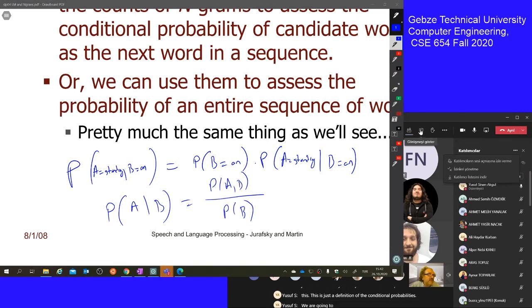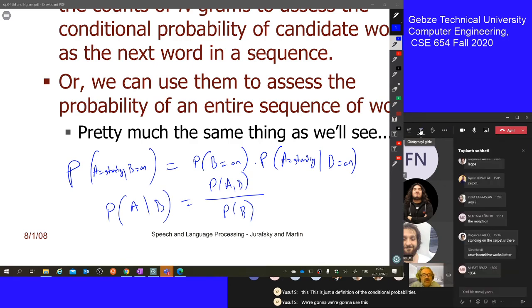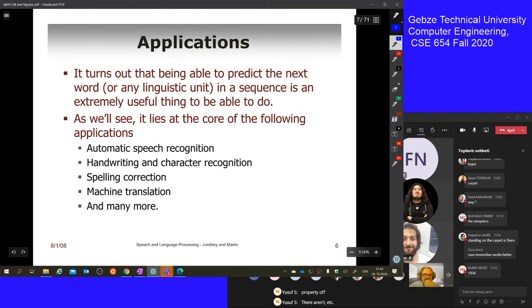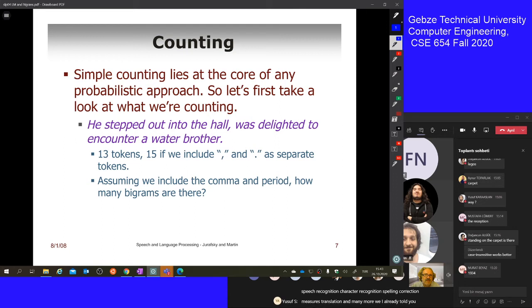We are going to use this conditional probability mechanism to calculate the probabilities of complete sentences, but we are going to do it in a conditional way. What do I mean by conditional way? We'll say that I have seen the word "on". What is the probability of "standing" after "on"? Or I have seen the word "standing". What is the probability of "on" after that? If we model our language in this way, statistically, it will be useful in many cases, like automatic speech recognition, character recognition, spelling correction, machine translation, and many more. I already told you those.